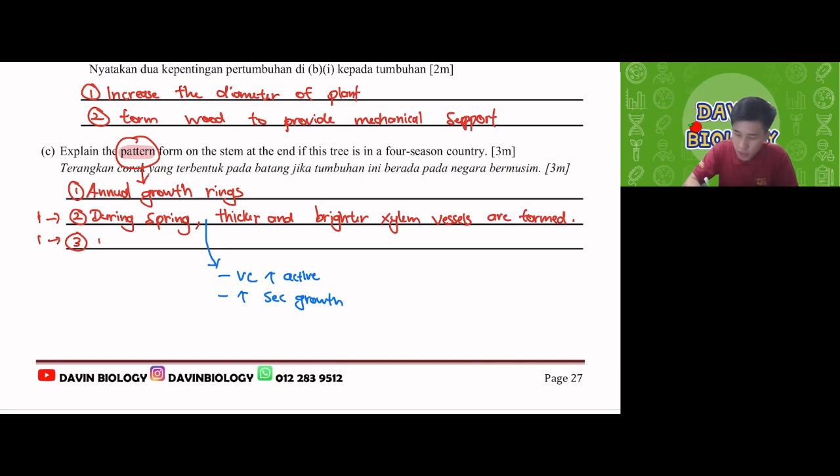Okay, so the opposite, during summer, what kind of rings do we get? Thinner, and darker. Again, not rings. I remind you one more time, xylem vessels. Okay. Easy, right? Okay, then let me see. What about this one? You see this test y'all.